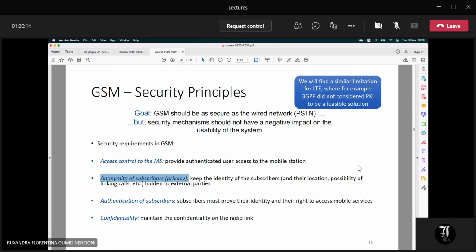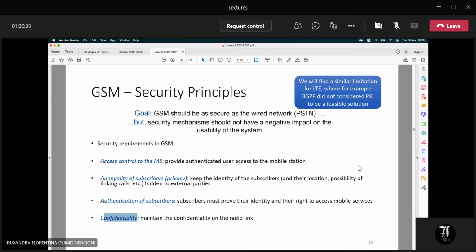Anonymity of subscribers. Keep the identity of the subscriber hidden from external parties. This is something they didn't manage up to 5G. Authentication of subscribers. I cannot let everybody enter the network and consume services, because I want to know who you are, what you are supposed to do, and what your rights are.